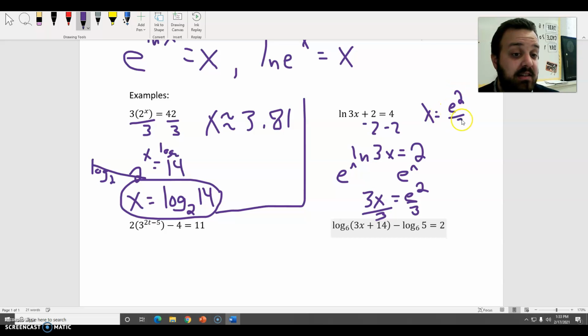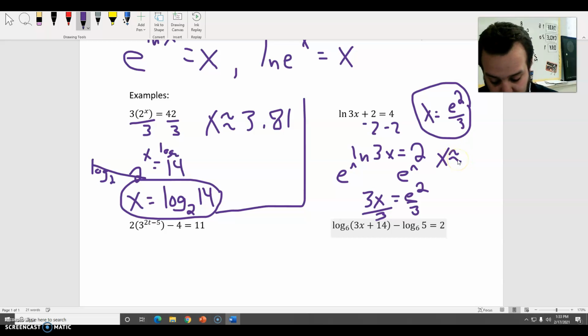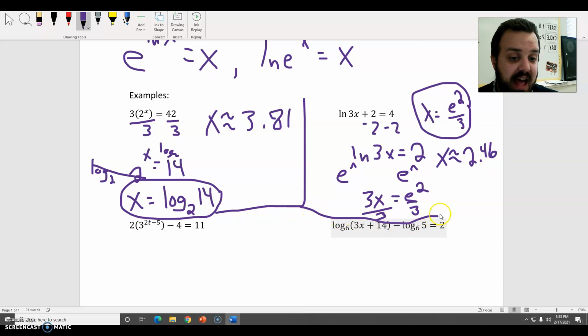And again, that's the exact answer. Okay, that is exactly what it equals. If I want to give a decimal approximation, I just would go ahead and put e squared divided by 3 in my calculator. So e to the second power divided by 3. And I get approximately 2.46.